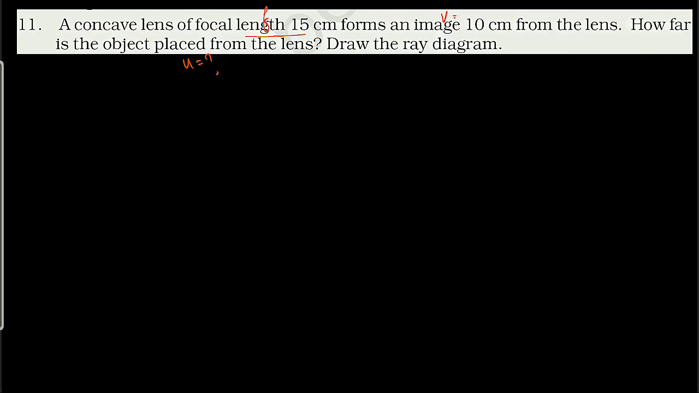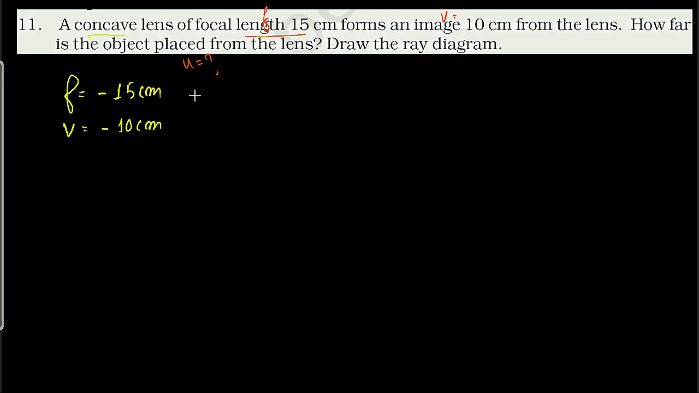First we will write down what is actually given. And what is the lens? Concave lens, right? So focal length is given as 15 centimeter. Since it is a concave lens, what is the sign in front of the focal length? Negative sign, right? Now v is given as 10 centimeter. It is a concave lens, so the image distance is again negative. We need to find out u.